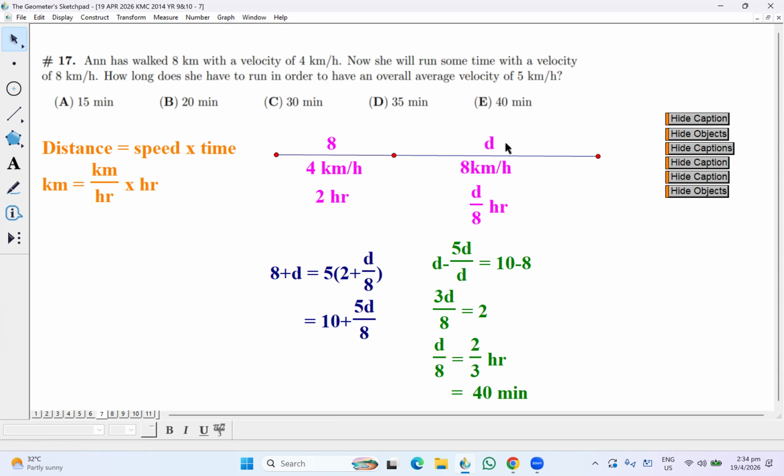So you only want the part she is running, D over 8. So we don't need to find D. Finding D over 8 is enough. 2/3 hour is 40 minutes. 40 minutes is E.